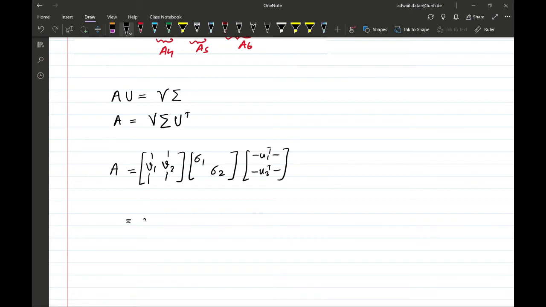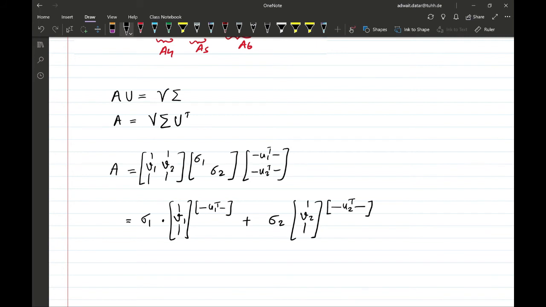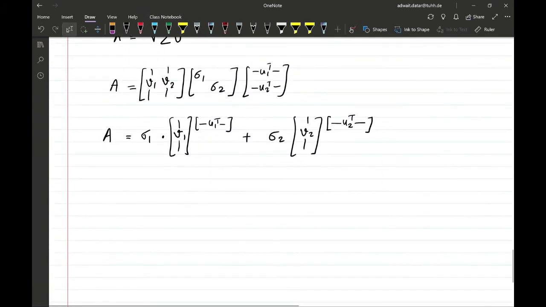Now you can work this out, but this can be written as sigma 1 times V1 U1 transposed plus sigma 2 times V2 U2 transposed. So this is obviously for A 2 by 2. Now let's have a look at A4 and A5.